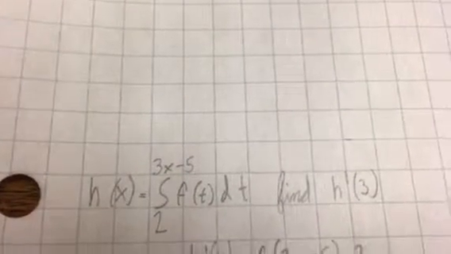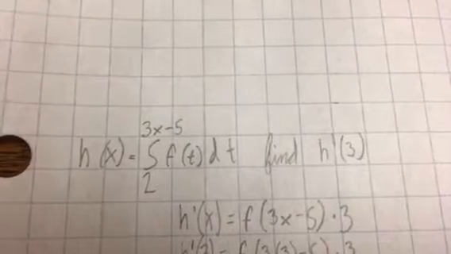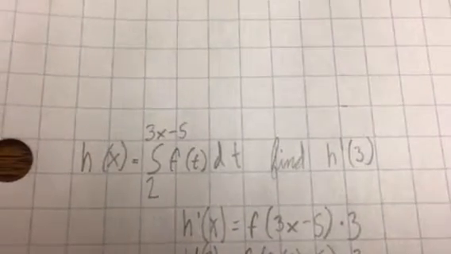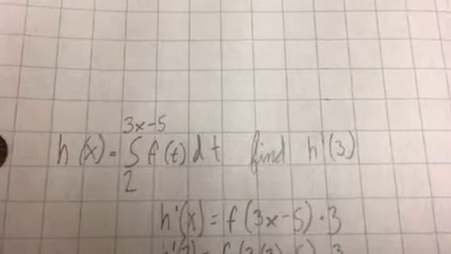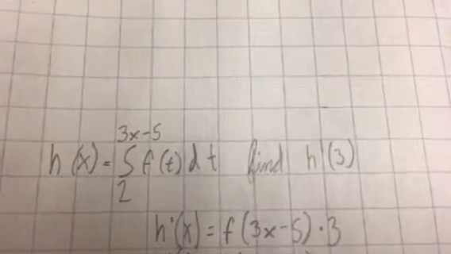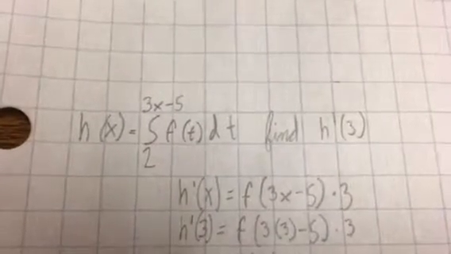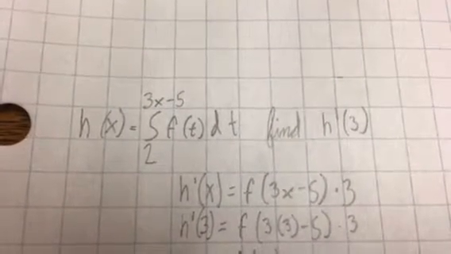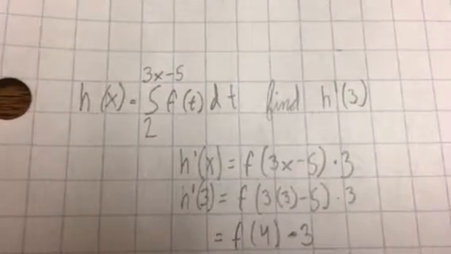So using the fundamental theorem of calculus, we can plug in our upper boundary into t and solve that way. So we have h prime of x is equal to f of 3x minus 5 times the chain rule, which in this case is 3. And now we can plug in our 3 that we want and get f of 3 times 3 minus 5 times 3, which is f of 4 times 3.